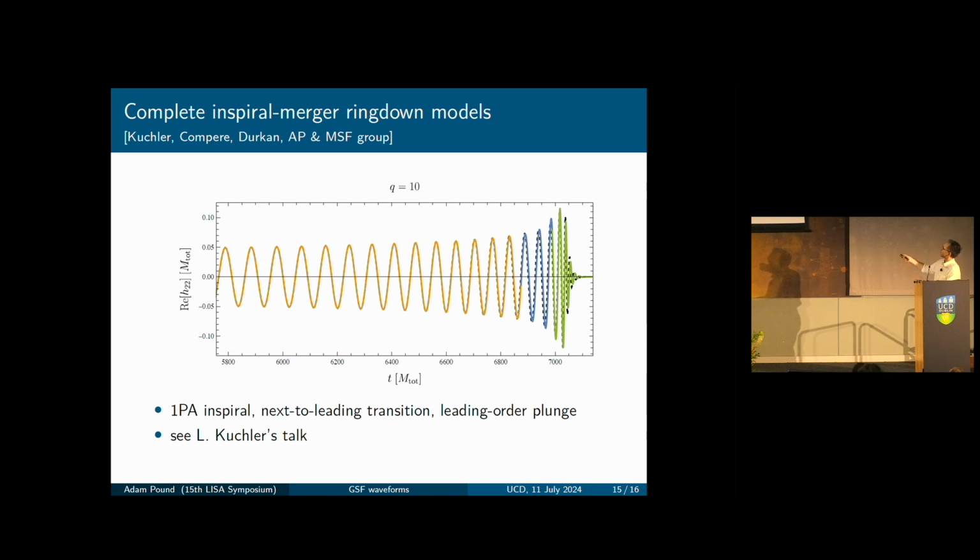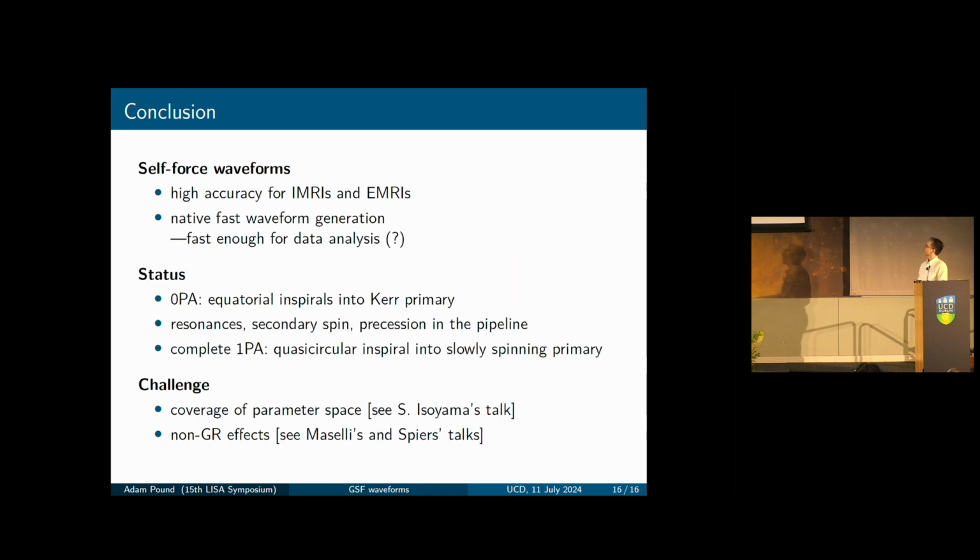So we have all of this, and we can implement this in FEW. That's underway. And so we will ultimately have full inspiral-merger-ringdown waveform signals on the time scale of a few tens of milliseconds. That is in the pipeline, but again, limited to quasi-circular, slowly spinning binaries. And Lorenzo Küchler will talk more about this model tomorrow. Okay, so just to wrap up, what is the state of self-force waveform modeling?